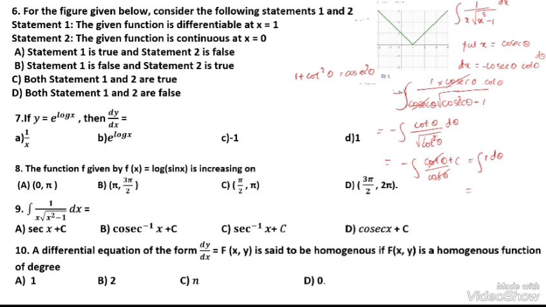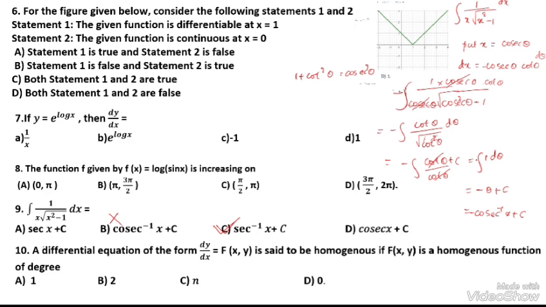Here, taking integration, there is a minus outside. Minus, integration of 1 will be theta plus c. What is the theta? That is cosec inverse x plus c. There is a minus cosec inverse of x plus c. Here there is only plus cosec inverse of x. So this is also wrong. Option number C is correct.